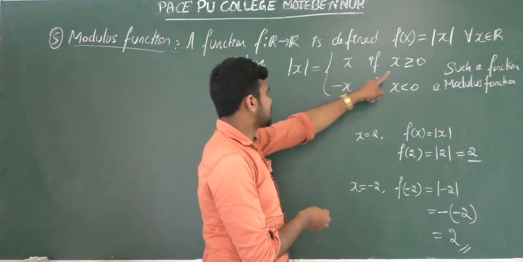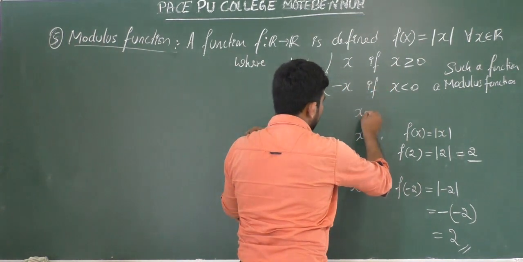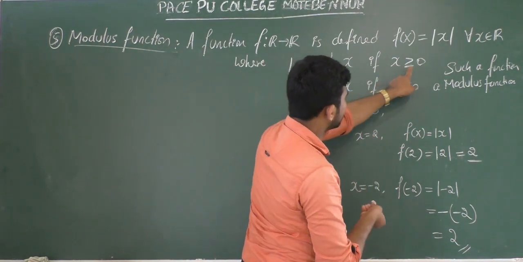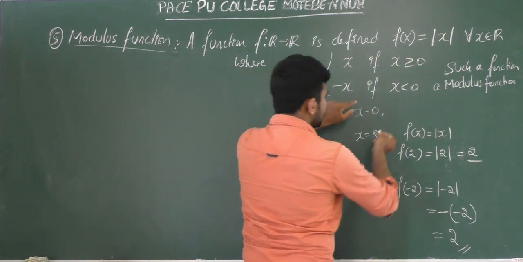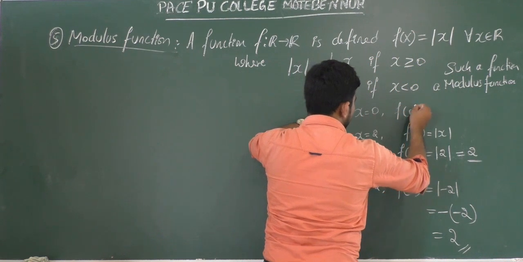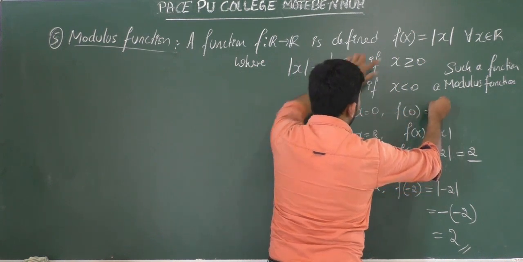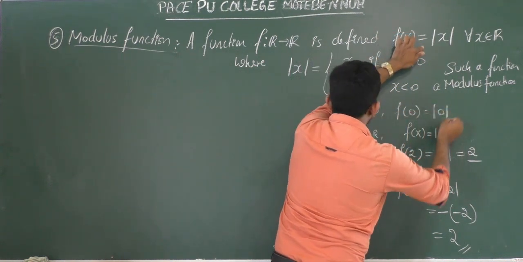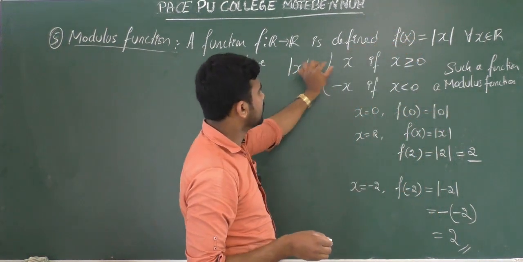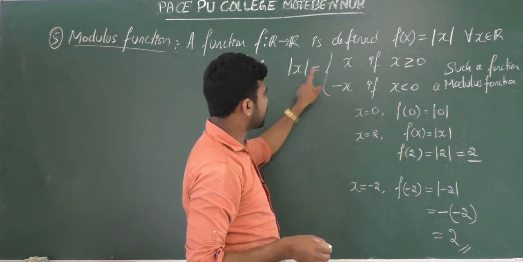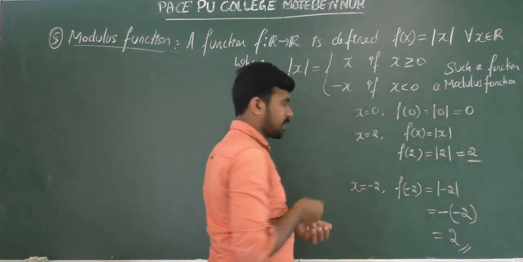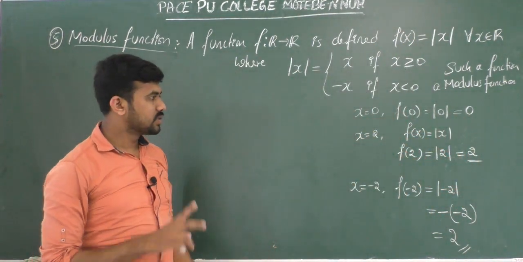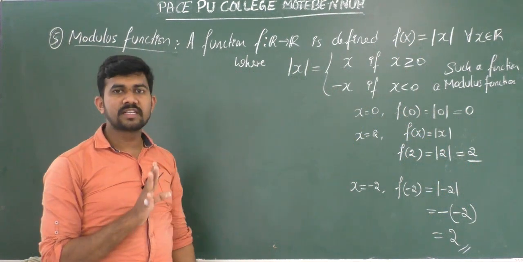But if you consider x is equal to 0, in this case, taking greater than or equal to 0, we get x, right? So f of 0 is what? f of 0 means mod 0. What is its value? The value of mod 0 should be x. The value of mod x is x, right? What is the value of mod 0? It is 0. Okay, so this is the concept of your modulus function.